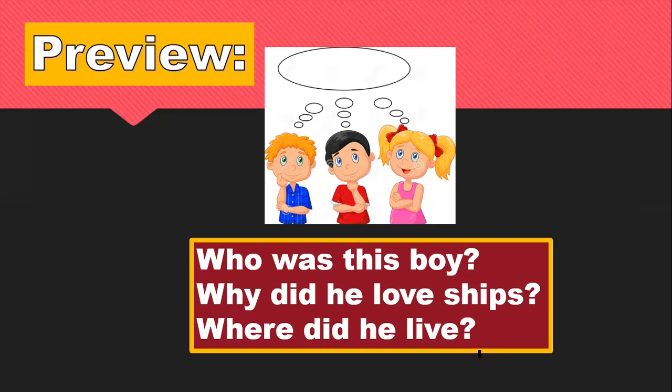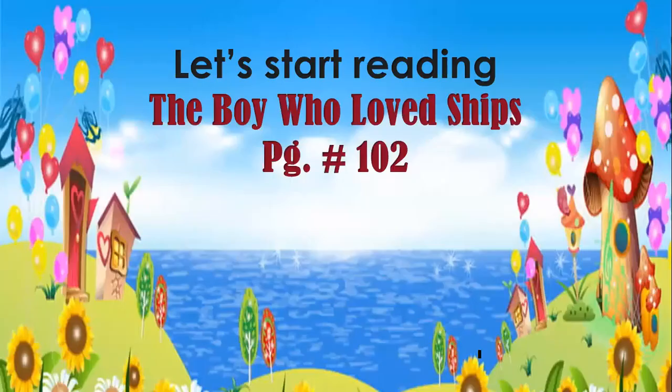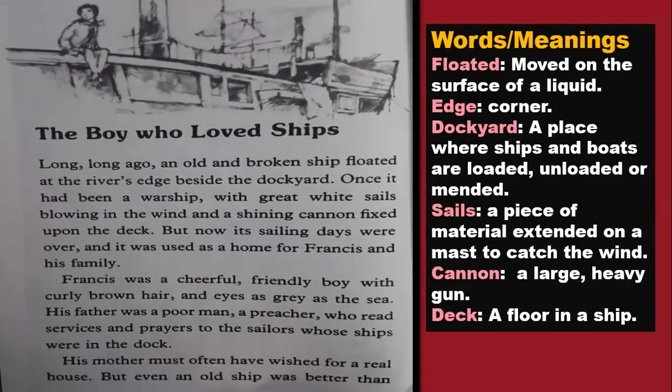Shall we begin reading? Are you all ready? Let's start reading The Boy Who Loved Ships on page number 102. I'm giving you 10 seconds. Quickly open your books on page number 102. Let's start reading together. In this lesson, you will come across a lot of difficult words, the typical ship terms, the different parts of the ship, and different things that you learn about the ship. You have to be very careful, underline all the difficult words because you will come across many new words also. So let's start reading.